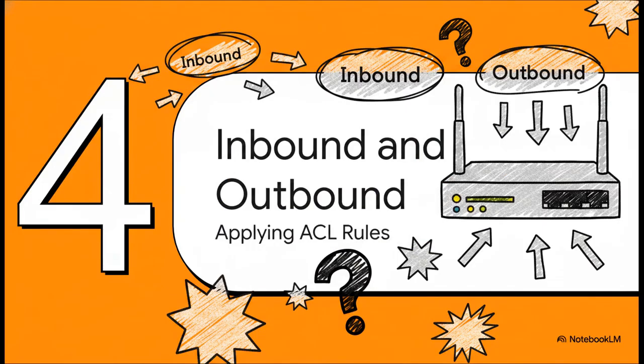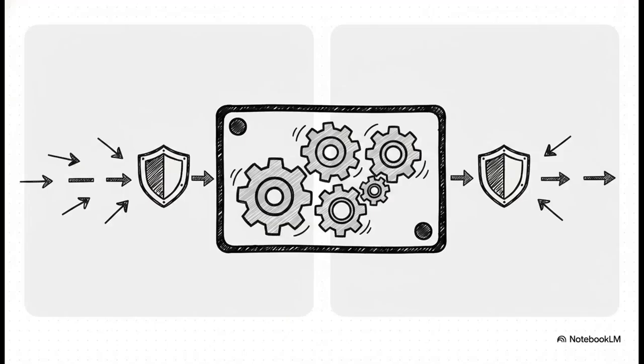All right, Section 4. Inbound, outbound, and wildcards. Once you've actually crafted these rules, you have to apply them to a router interface, and the direction you choose matters immensely. An inbound ACL filters packets the moment they enter an interface, before the router even wastes time figuring out where to route them. Blocking early saves incredible amounts of router resources. An outbound ACL, on the other hand, filters packets right as they are leaving an interface, after the routing decision has been made. This controls exactly what exits a given network.